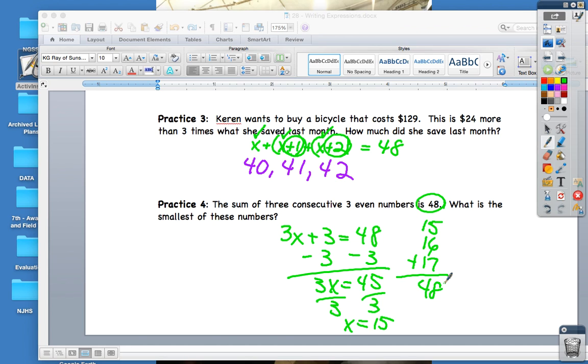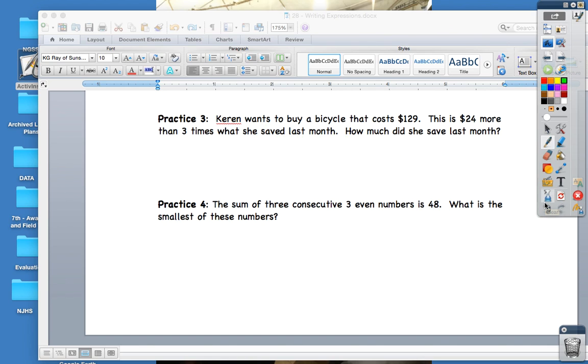Then it says even numbers. 3 consecutive even numbers. You are right. Wow. Okay, let's back it up. Even numbers, let's go again. 40, 42, 44. X plus what? 2. X plus 4.